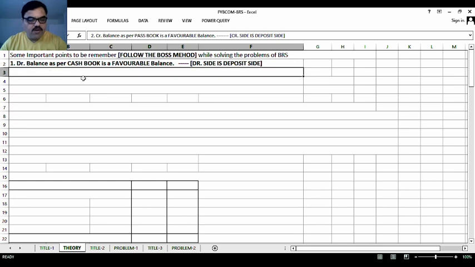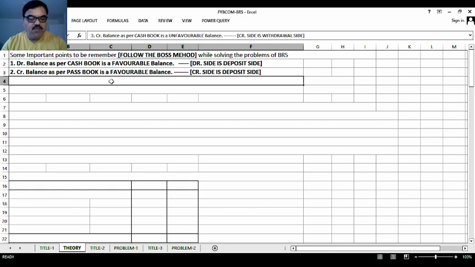Similarly, a credit balance as per the passbook is also a favorable balance, because the credit side is the deposit side. In the passbook it is the opposite side. That means in the cash book the debit side is the deposit side, but in the passbook the credit side is the deposit side. Then the reverse of all these things applies.